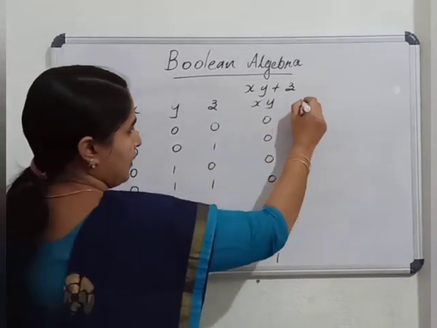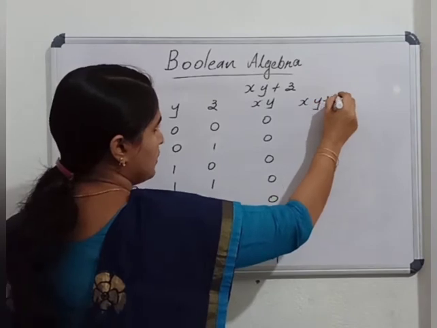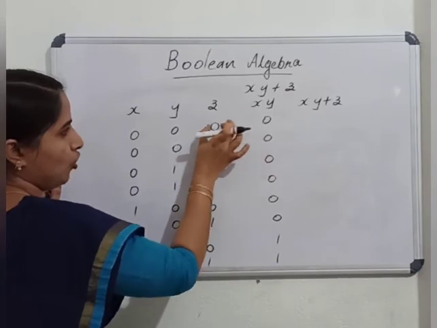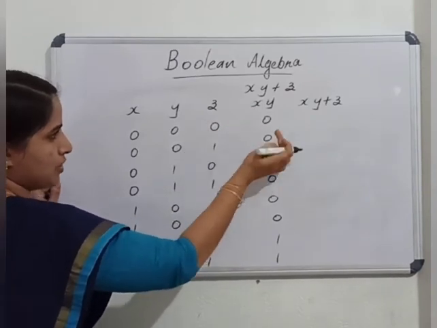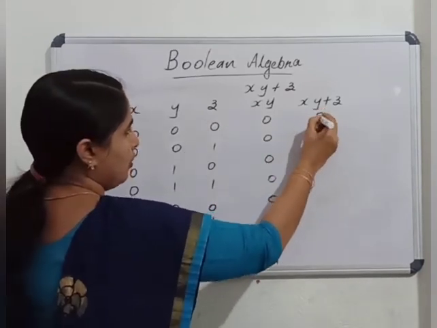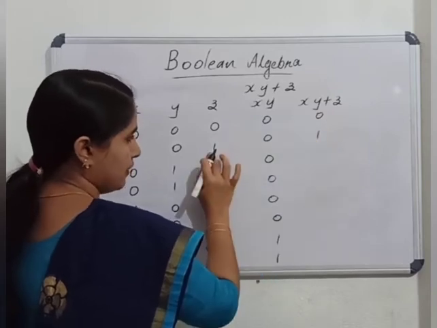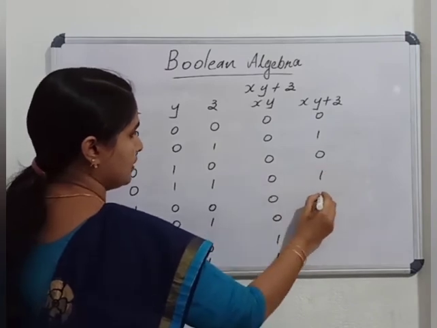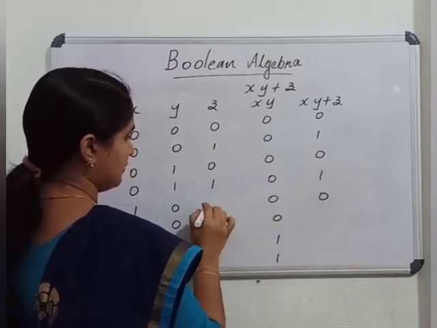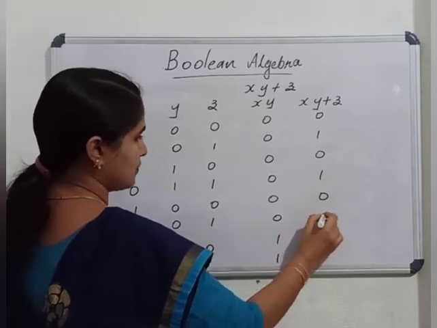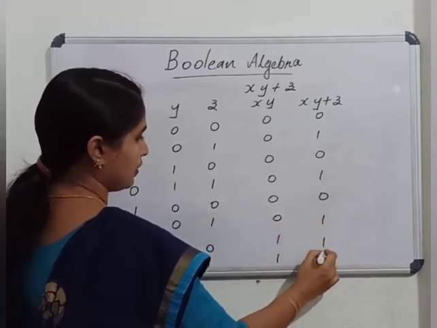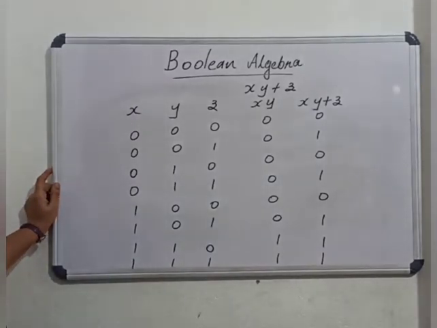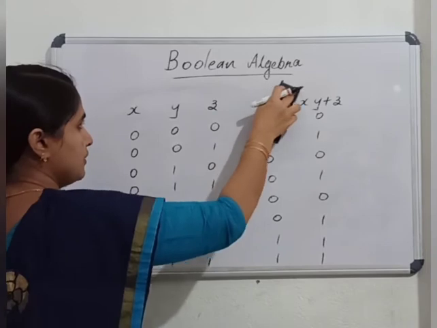Next column: x, y OR z. So this x, y OR with the z column, these two columns you have to find out. So 0, then 1 because 1 is 1, here it is 0, here it is 1, here 0 and here it is 1, then here also 1, here too it is 1. Understood? So why is it a truth table?